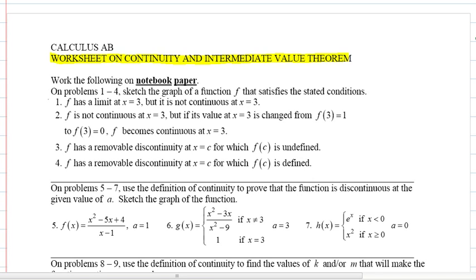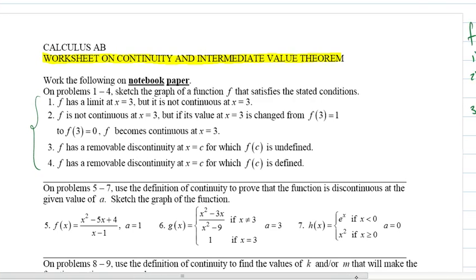So from number 1 through 4, we're going to be drawing some graphs that pass these certain conditions. We'll probably be doing 4 different graphs, and then we'll double check to see if they do satisfy the conditions provided here. Number 1 says f has a limit at x equals 3, but it is not continuous at x equals 3. So let's do a brief review of what it means for a function to be continuous at a point.